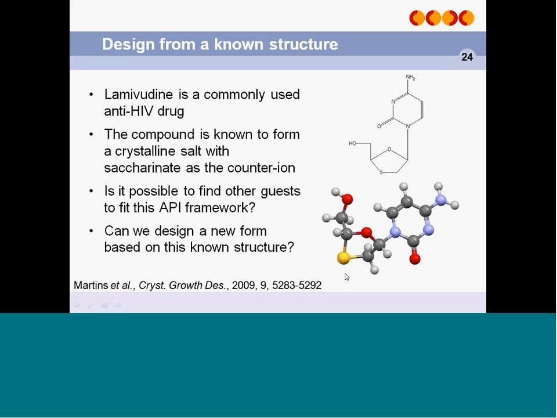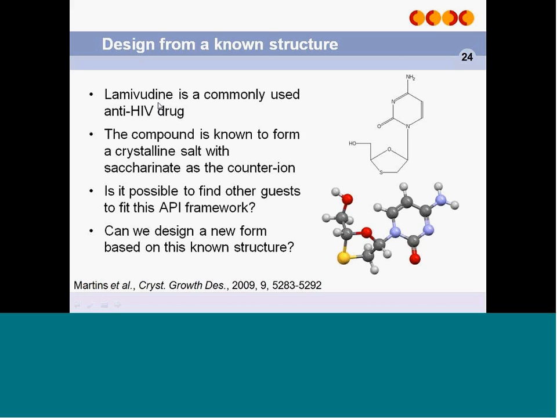But again, that was based on no previous knowledge of a crystal structure. What I'm going to be talking about next is how we can actually use the information of existing crystal structures to help predict new ones. So this is design from a known structure. Essentially this analysis is based on a piece of research by Felipe Martins, which was published a couple of years ago, and is looking at structures of the pharmaceutical compound lamivudine, which is an anti-HIV drug.